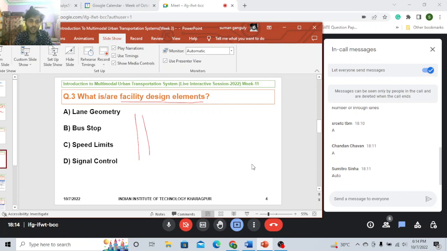What are the essential elements of a bus route? Why do you need a separate bus route? Because you already have a road, so why do you need a bus route? There are certain things that you need to incorporate, right? What could be those things? You can try to give the answer in the chat box.